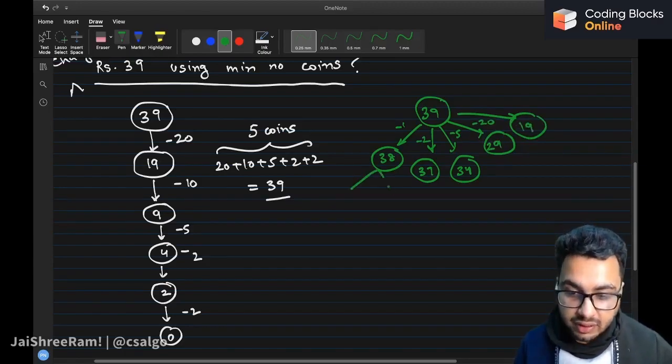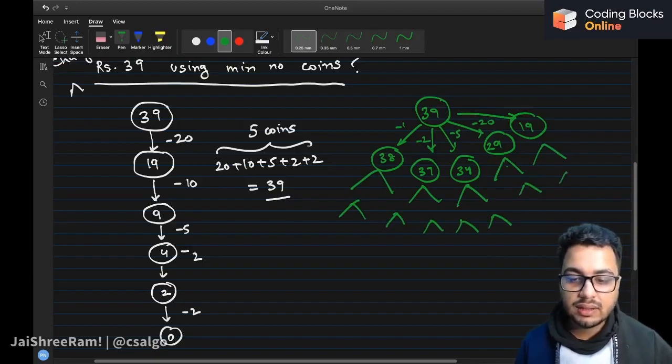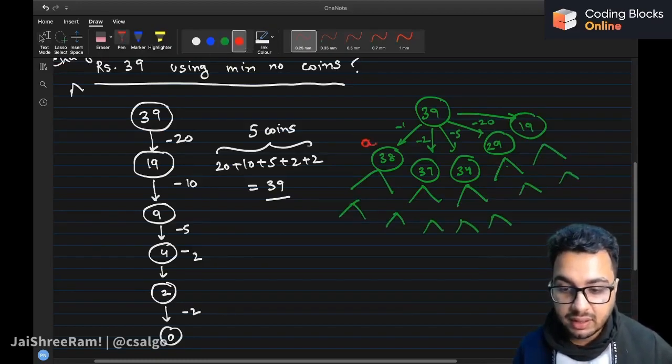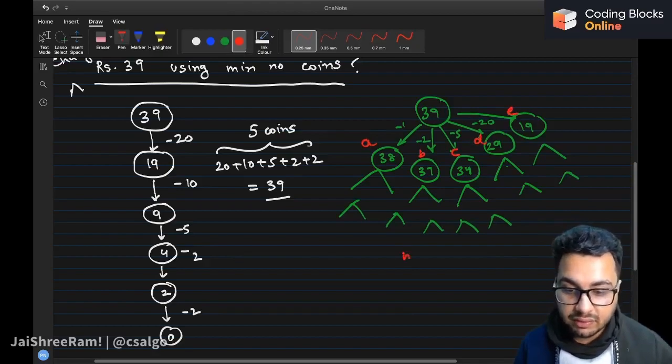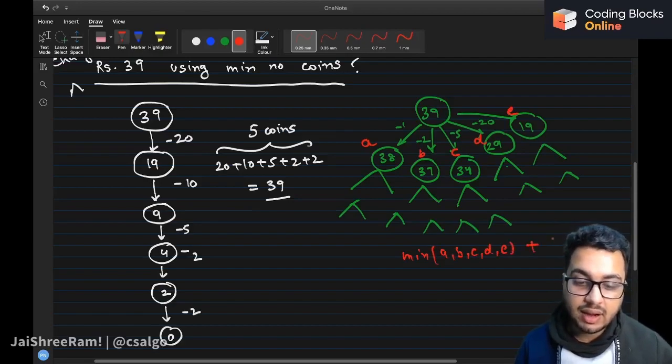And then further you will evaluate these nodes. It would be a very large tree. Then you will have an optimal answer for each of the nodes. Let's say this is A, this is B, this answer is C, this answer is D, this answer is E. Then you will find the minimum of A, B, C, D and E, and I will add 1 to it.